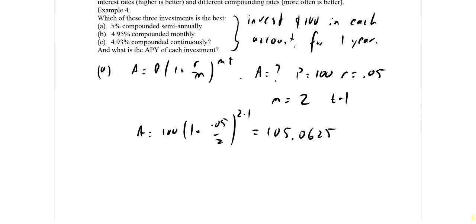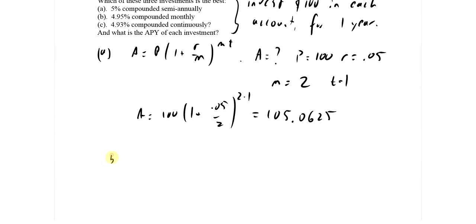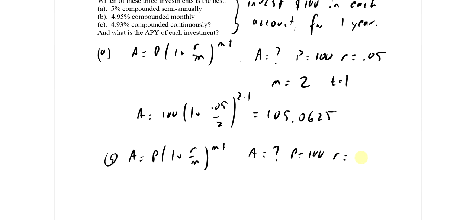Okay. What about B? Well, still same formula because it's compounded monthly. A, we don't know. P, again, we're just investing $100 to see how much we would get. Interest rate here is 0.0495. It's a little bit less than that one. M here is 12. That one is compounded twice a year. This one's being compounded 12 times a year. And T is still 1.